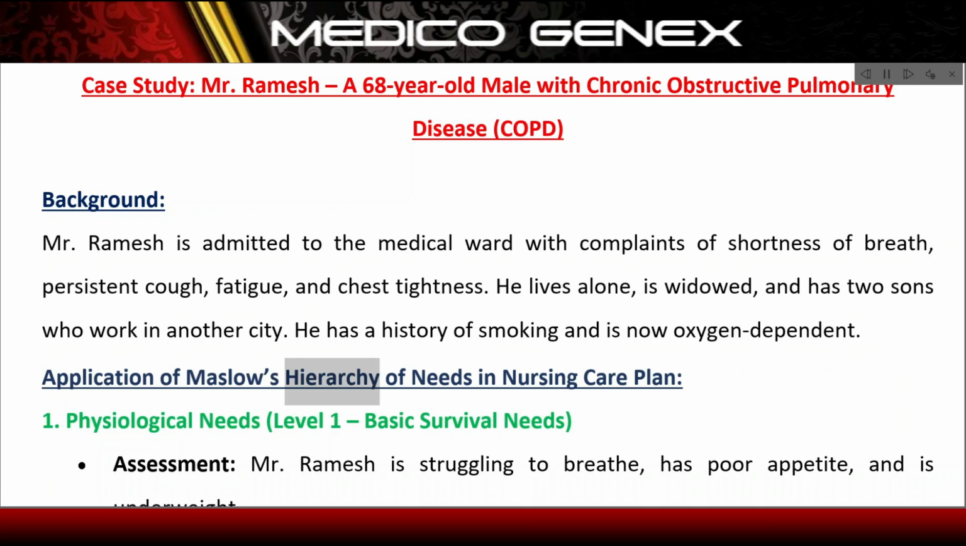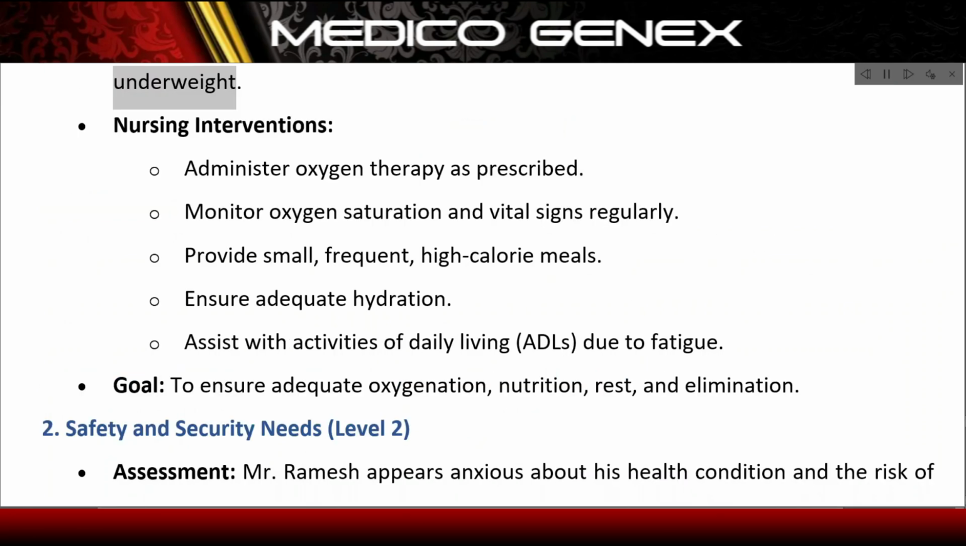Application of Maslow's hierarchy of needs in the nursing care plan. 1. Physiological needs, Level 1, basic survival needs. Assessment: Mr. Ramesh is struggling to breathe, has poor appetite, and is underweight. Nursing interventions: administer oxygen therapy as prescribed. Monitor oxygen saturation and vital signs regularly.